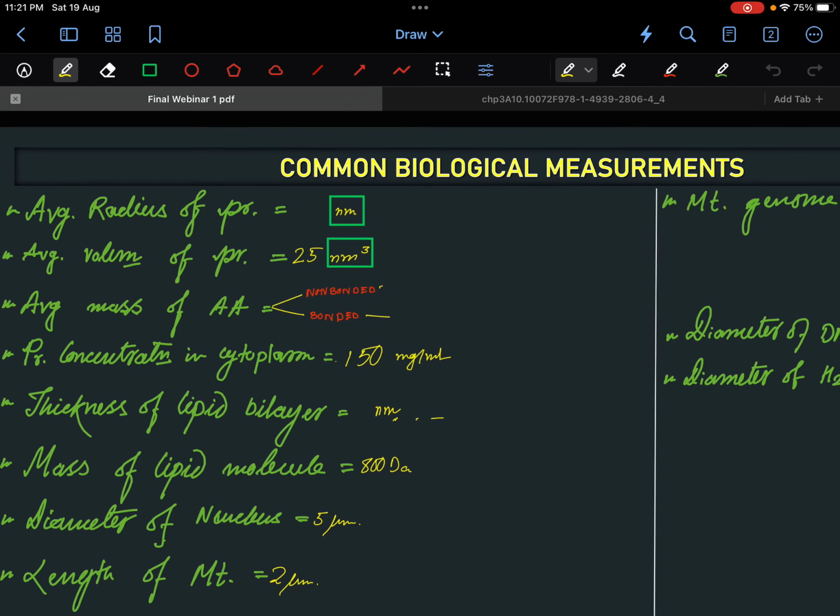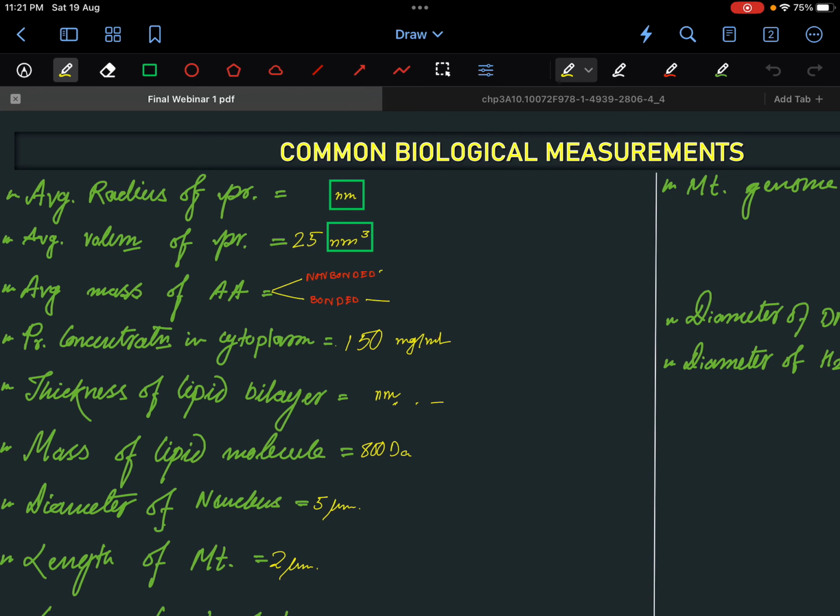So the average radius of protein is 2 nanometer. Now again, the word average is important because this is not the radius of every protein, obviously, but the average radius of protein is 2 nanometer, and the average volume of protein is 25 nanometer cube, obviously, because it is a volume, it has to be in cubes. Okay.